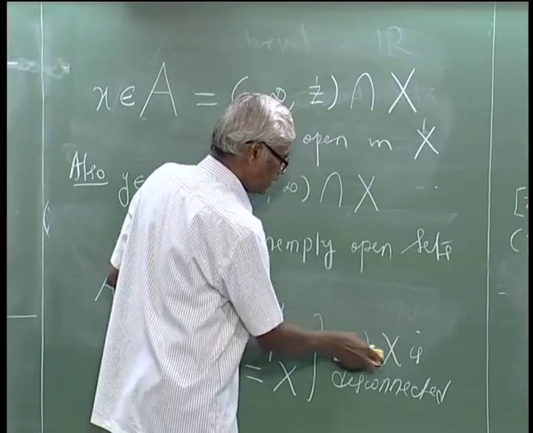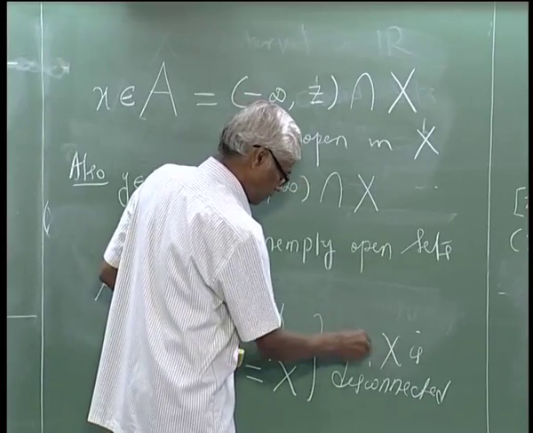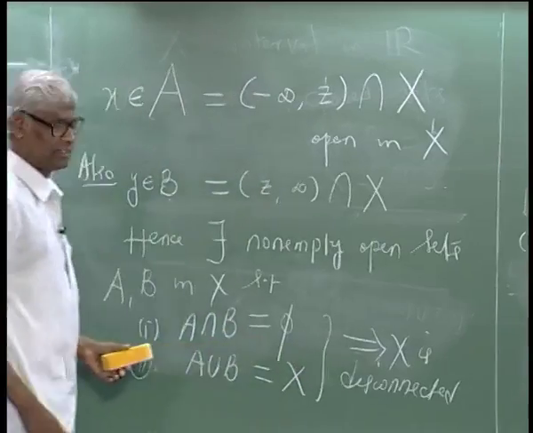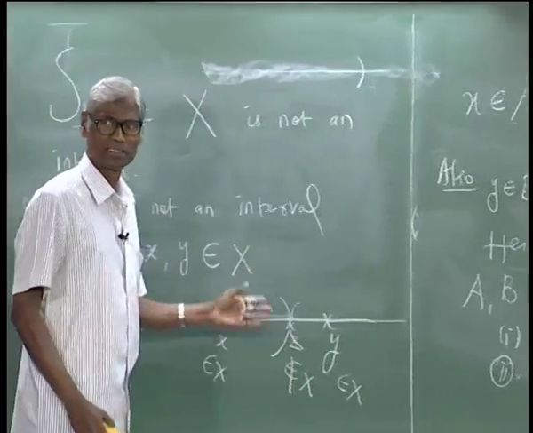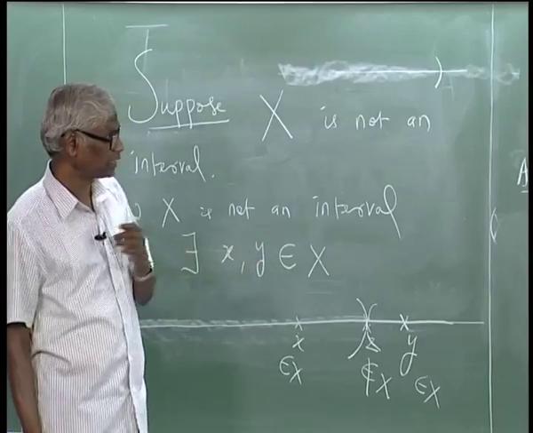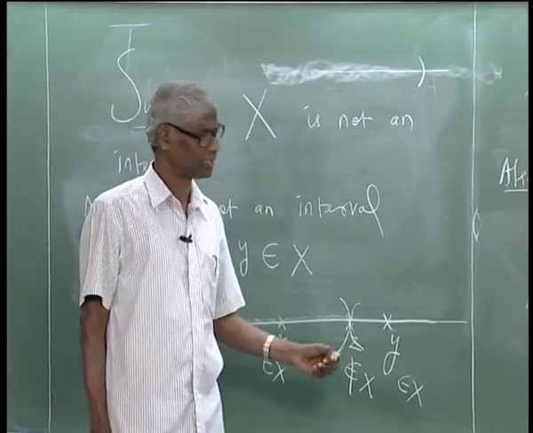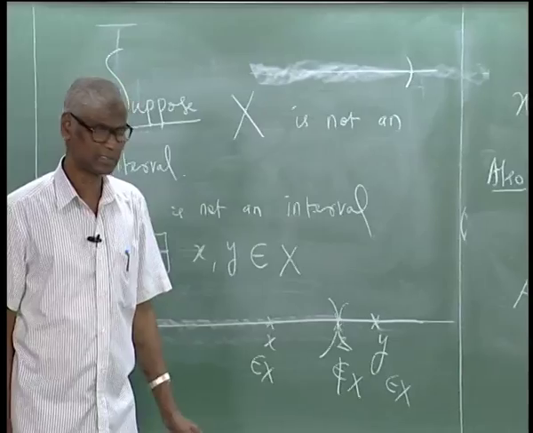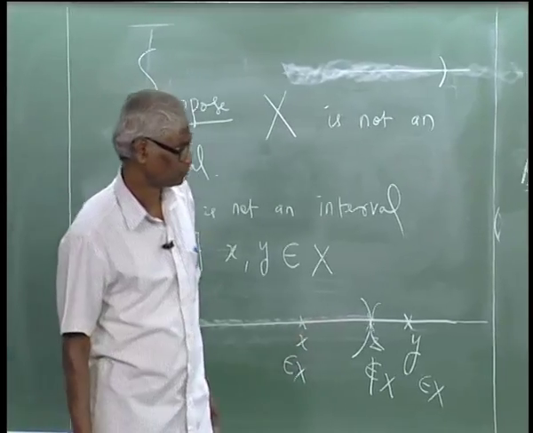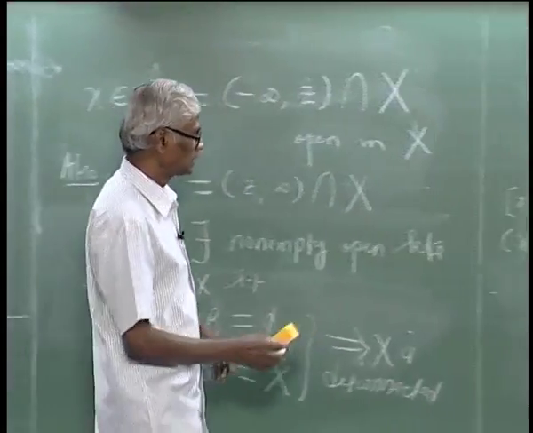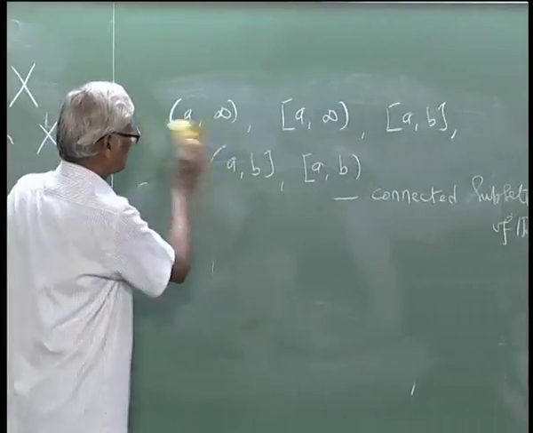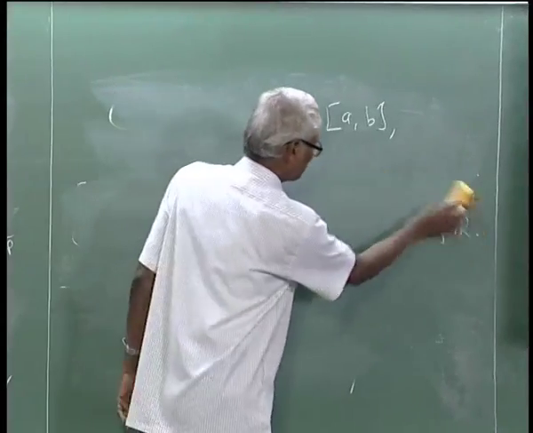That means, if it is not an interval, then that set is not connected. So, we have proved that intervals are connected sets, and they are the only connected sets in R. So, now this is a very important result for connectedness.